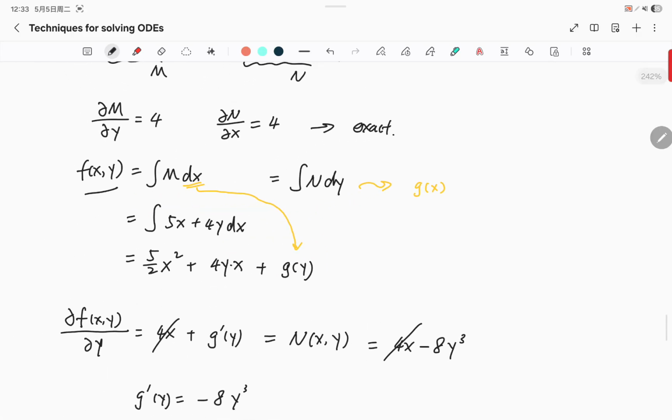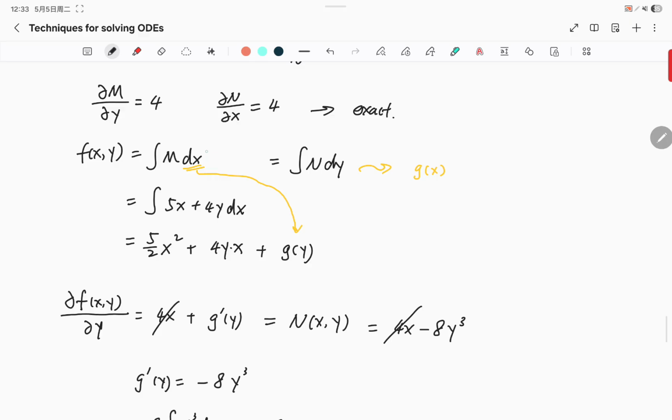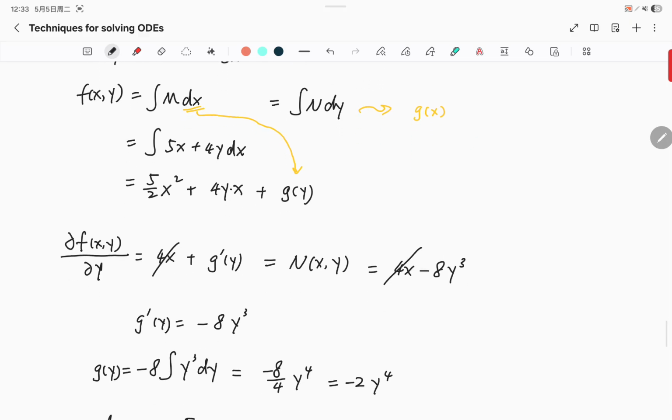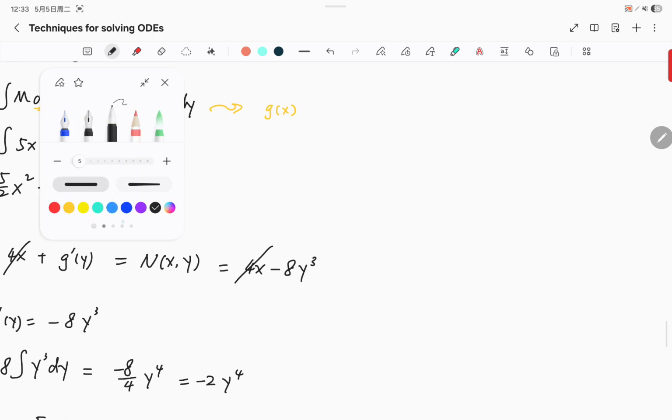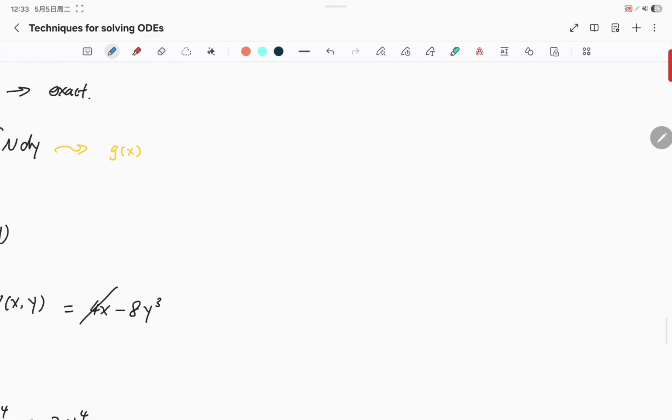F of x, y is equal to the integral of M dx, or you can also do N dy. But if you do M dx, in the end you have plus g of y. If you do N dy, in the end you get plus g of x. Let's double check. If you do the integral of N dy here, I'm going to change the color. Say N dy, right?